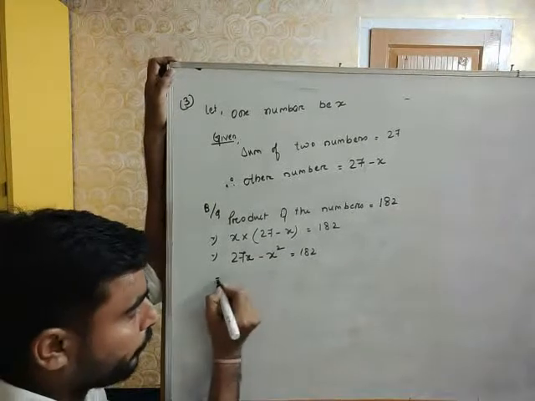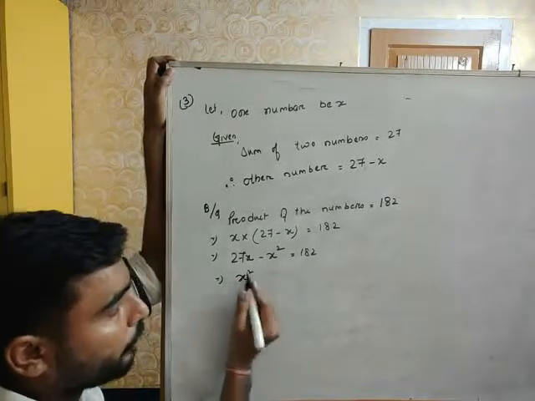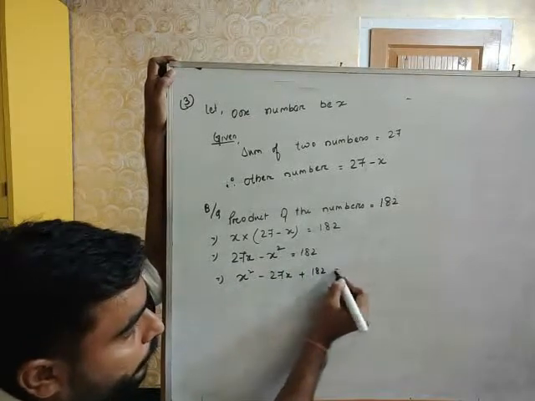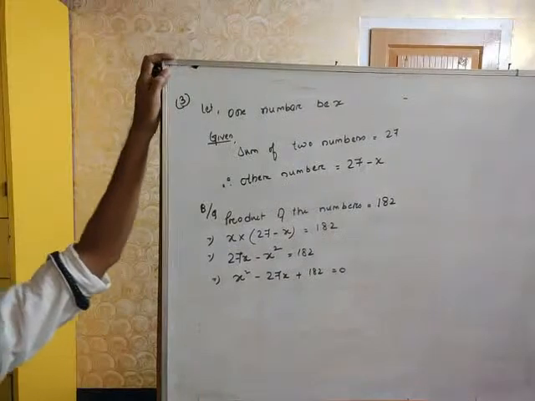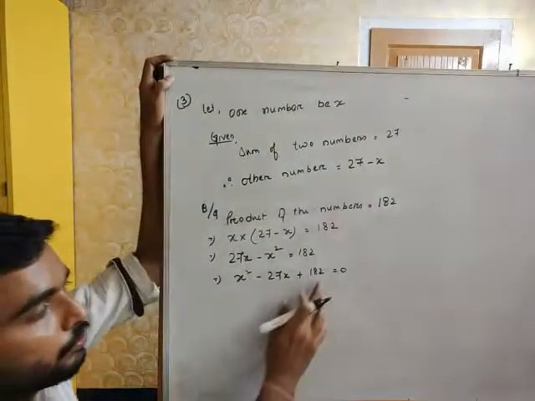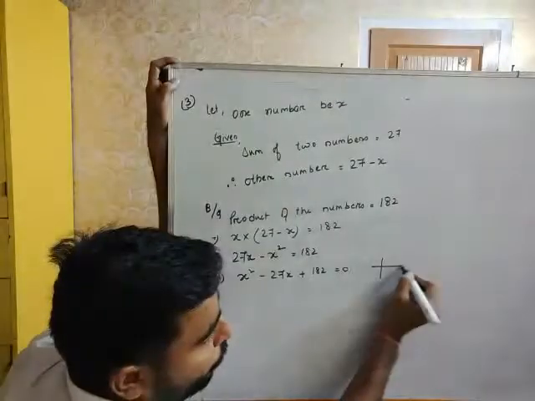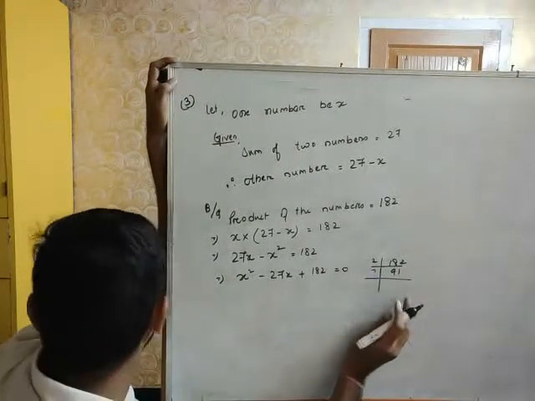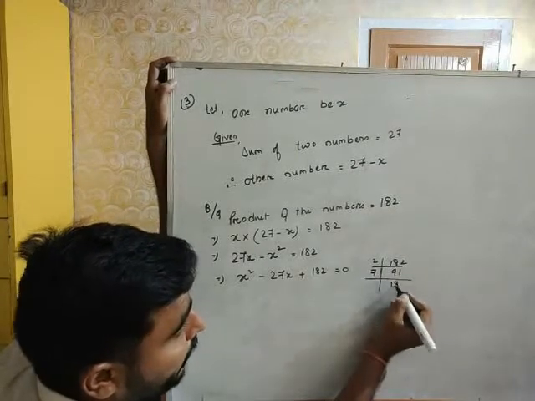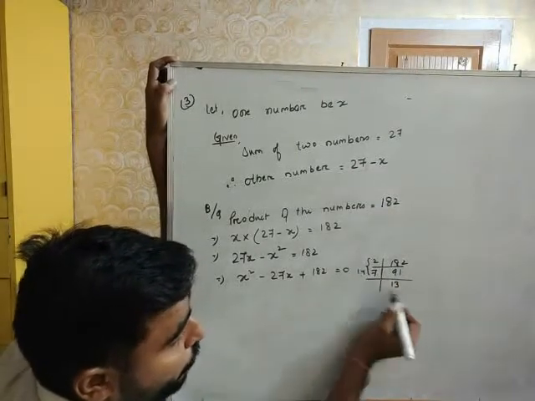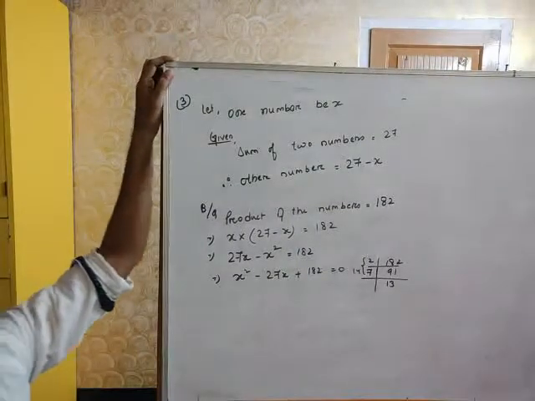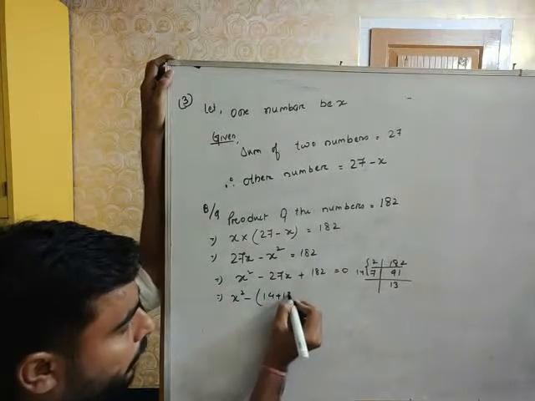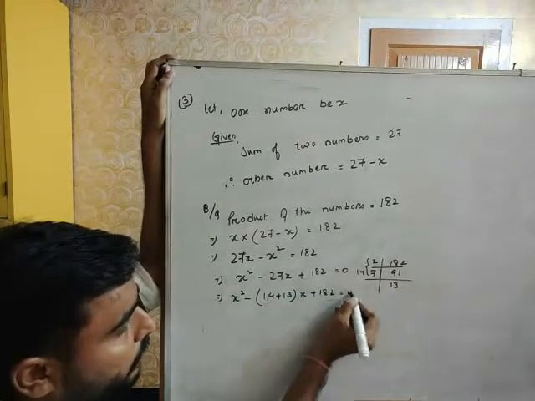We take all the terms to one side: x square is negative, on the other side it becomes positive, 27x is positive, on the other side it becomes minus 27x plus 182 is equal to 0. Now we have to add the factors of what? 182 into 1. 182 into 1 is 182 only, 2 table of 91 times, 7 table of 13 times. So this 2 is 14. 14 plus 13 will give you 27. So got it? Got the factors, which implies x square minus 14x minus 13x plus 182 is equal to 0.